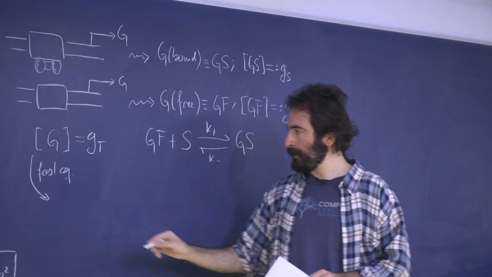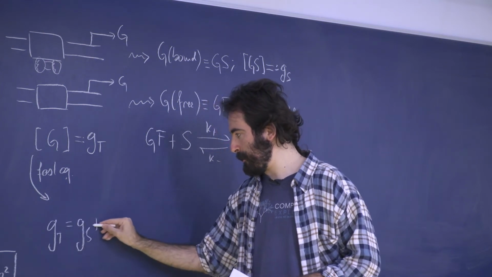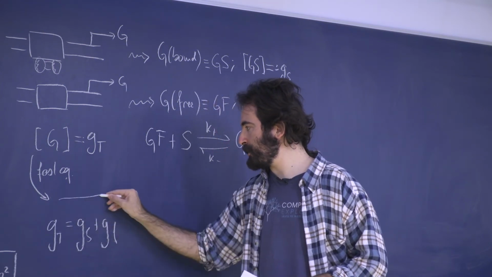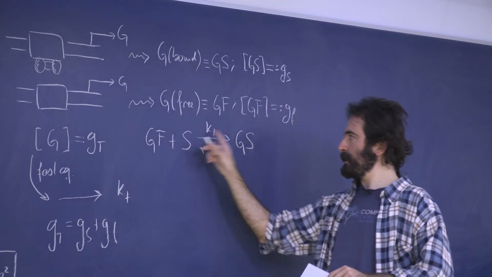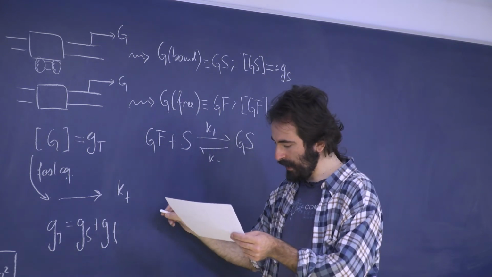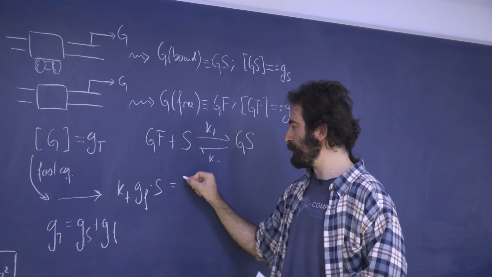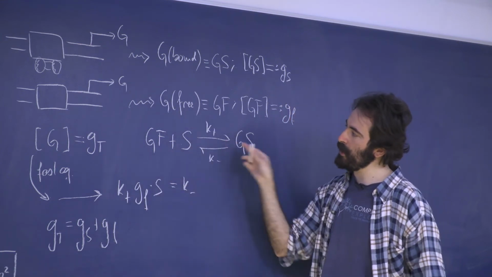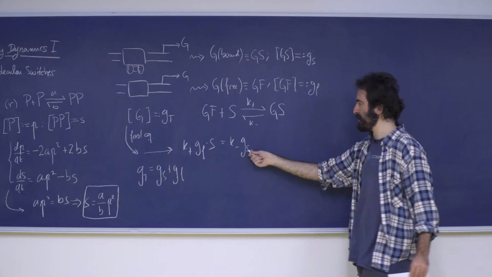Let's bear in mind that, of course, this has to hold, as I mentioned before. And now, thanks to this fast equilibration, what we can say is that K plus, that's this probability over here, times G sub F, because here we have a G sub F, times S, is going to be equal to K minus, that's the rate for the reverse reaction, times G sub S. Careful here, this is a subindex.